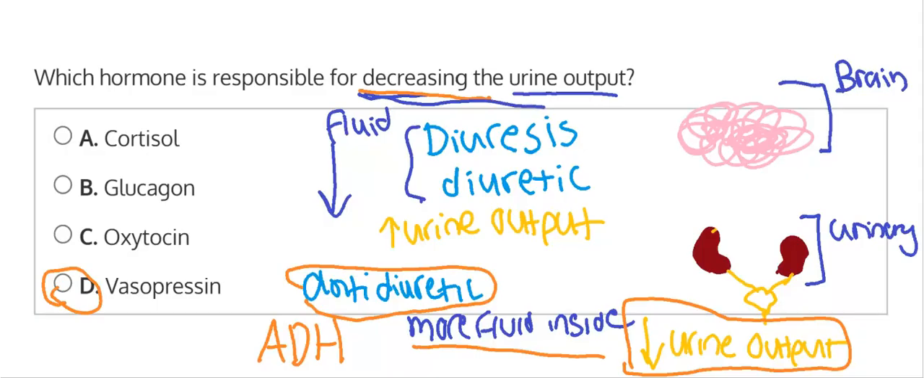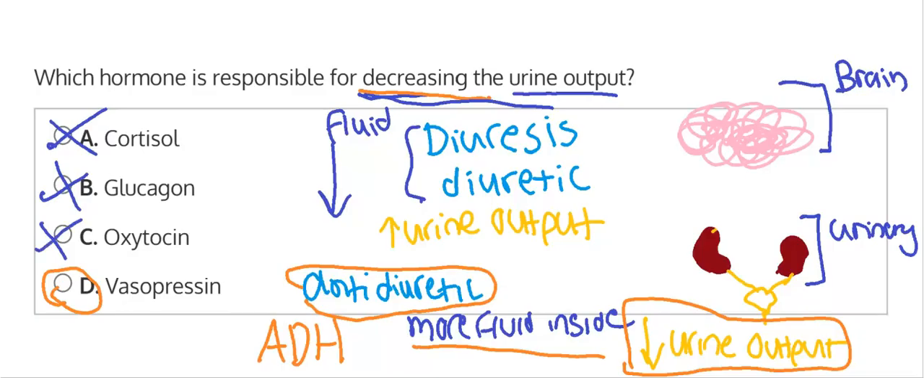We're focusing on this decrease in urine output, so we could eliminate option A. Option B, we could eliminate as well. This is produced in the pancreas, the glucagon, and this has to do with increasing glucose levels, which is not what we're focusing on. We're focusing on the decrease in urine output, different hormone, so we can eliminate option B. And then option C, this is produced in the posterior pituitary, and it has to do with the muscular contractions of the uterus during childbirth. So not related to this decrease in urine output that we're looking for, so we can eliminate option C.